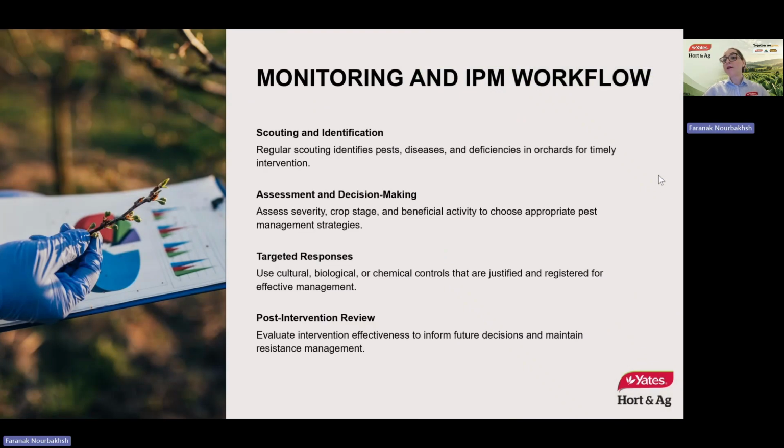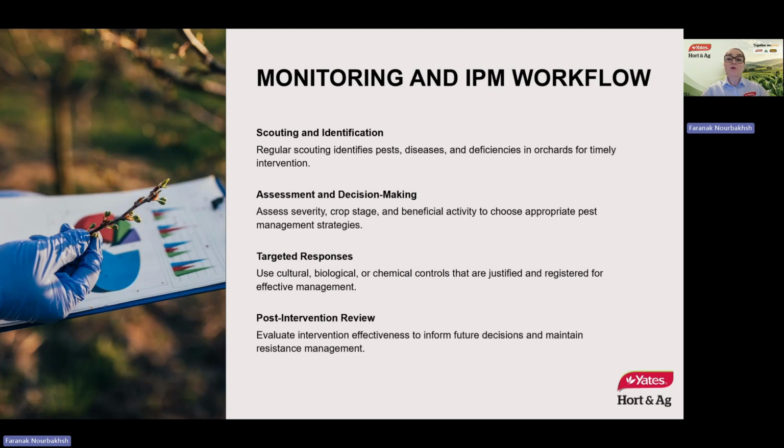In terms of monitoring and IPM workflow, everything starts with monitoring visual symptoms. Any signs of pests, diseases, infestation, they always help us. The next step would be assessment and decision making. We need to assess how severe the situation is, what the crop stage is, and the best activity or approach that we can follow. And we need to have targeted responses.